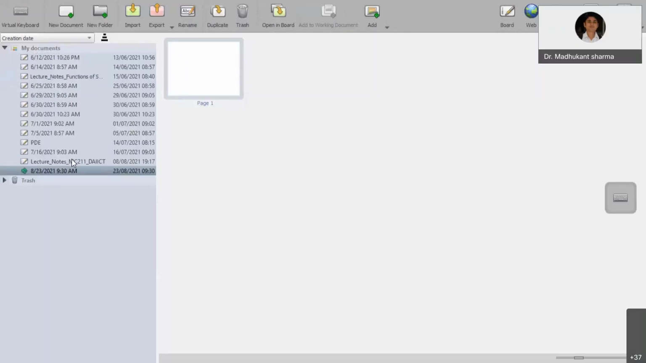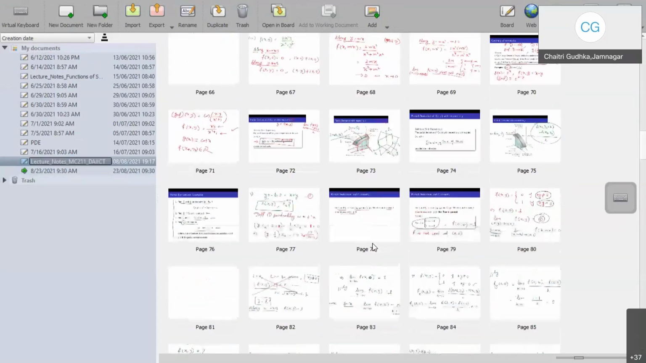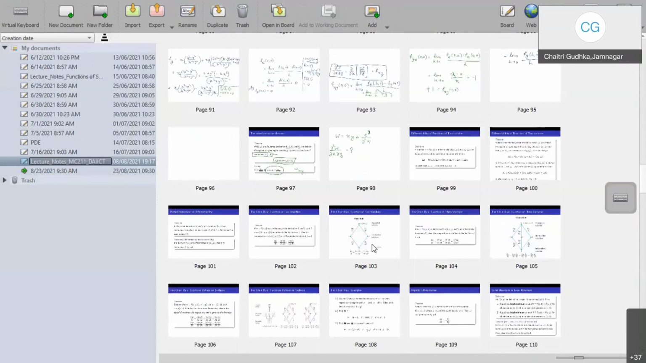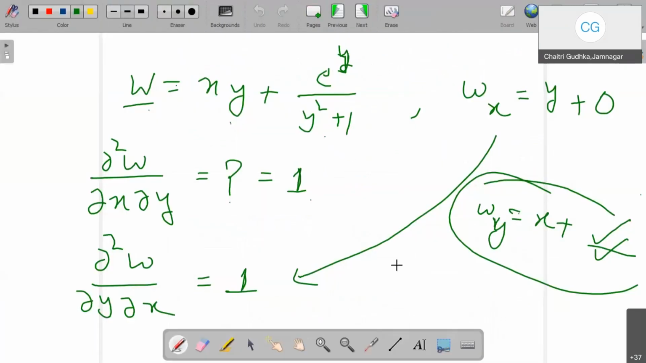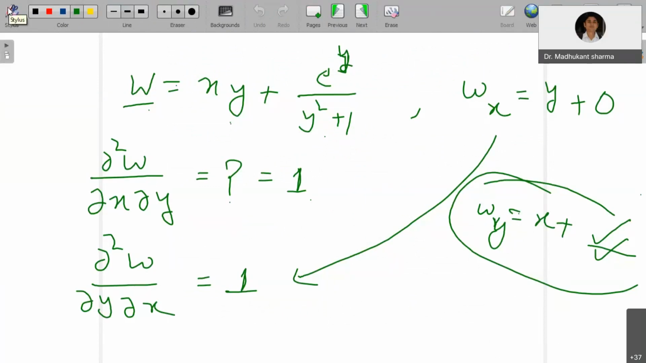Sir, that d2w by dx into dy, the one which we solved just now. Yes, sir, the upper one. It would be 0, right? Okay, no, sir, I got my mistake. Sorry, sir. Because you are going to differentiate partially with respect to y, so that is going to be 1. Is that so, right? Yes, sir, actually, I made a mistake there. Sorry, sir. Okay. You had again, I think, differentiated with respect to x only.